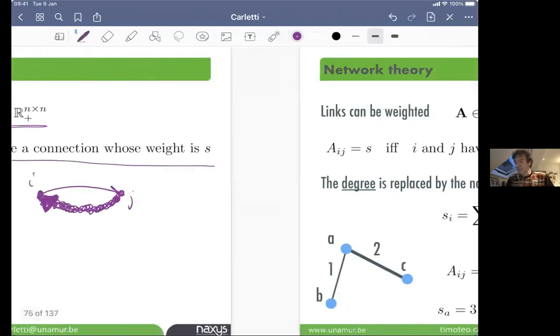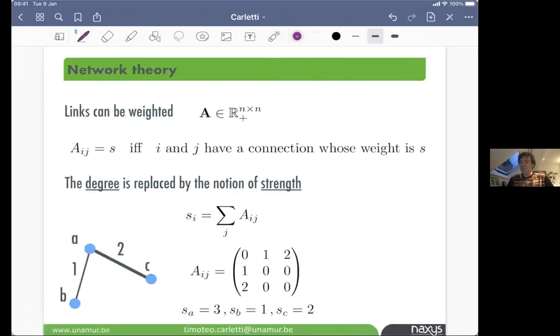In this case, there is an equivalent of degree, which is called strength, which is now the sum, the same formula, but it takes into account not just the number of incoming or outgoing links but also the strength, the weight. And so in this case, you see that A has a strength 2 to C, but also a strength 1 to B, and so now A has a strength 3, while C has strength 2 because of this weight, and so on.